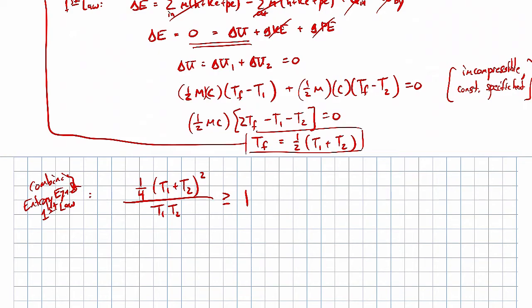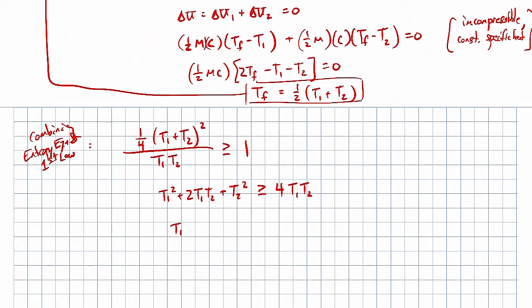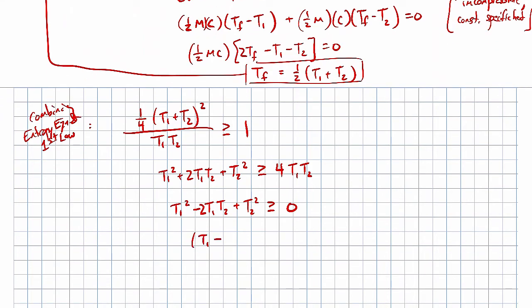So let me go ahead and expand that out. We'll have T1 squared plus 2 T1 T2 plus T2 squared greater than or equal to 4 times T1 times T2. So I'm just doing some algebra here. That'll give me T1 squared minus 2 T1 T2 plus T2 squared greater than or equal to 0. That'll be (T1 minus T2) squared has to be greater than or equal to 0.